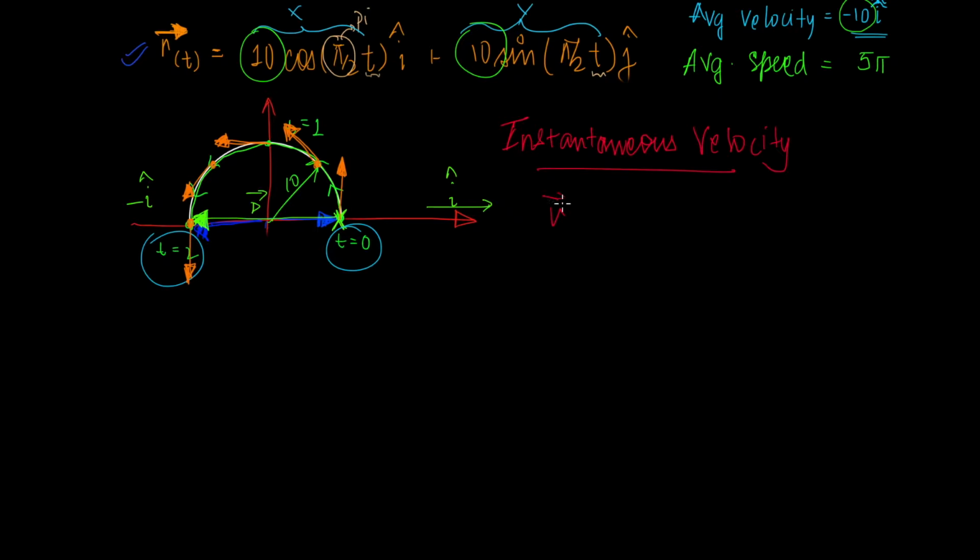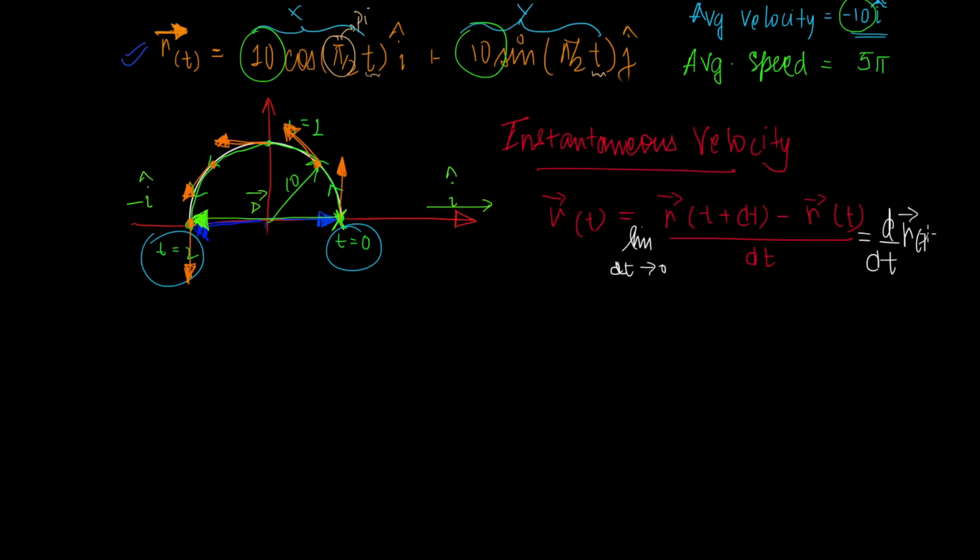So instantaneous velocity is given as a function of time at that instant, and it's represented as r of t plus dt minus r of t, where dt is really small, divided by dt, in the limit that dt goes to 0. So this is to say that dt is very small. If you evaluate this, this comes out nothing but the derivative of the position vector. So in order to evaluate velocity at that time instance, we need to evaluate the derivative of the position vector at that time instant.